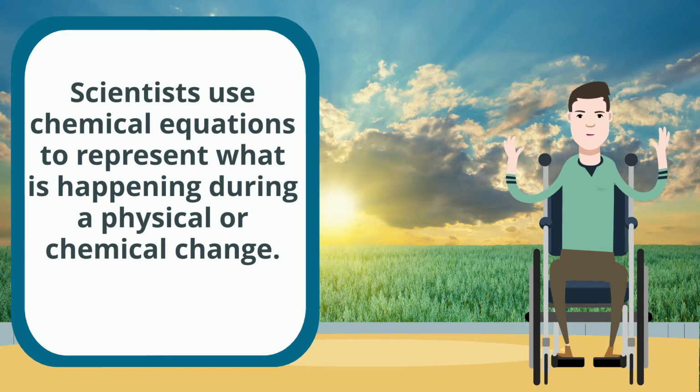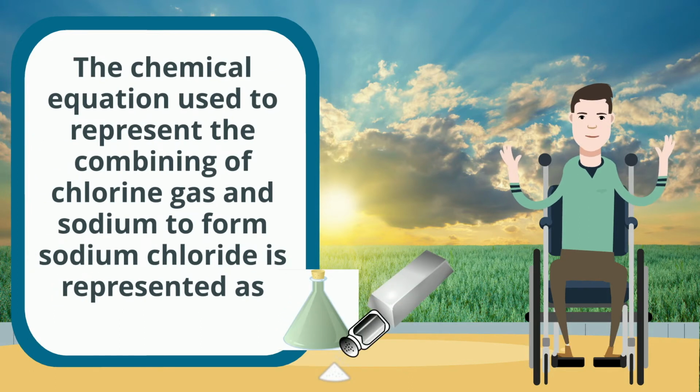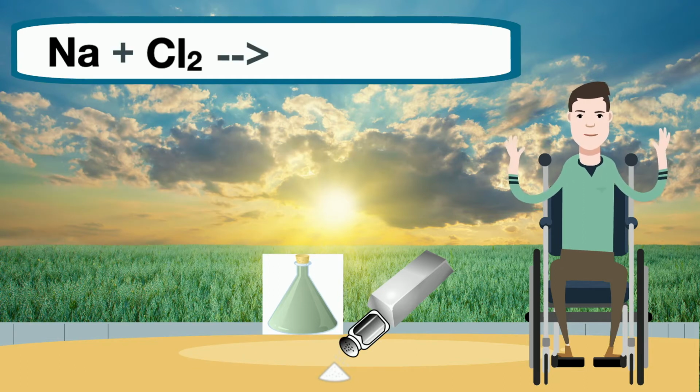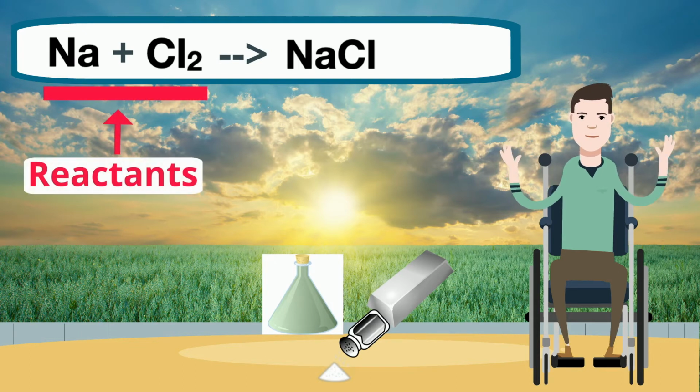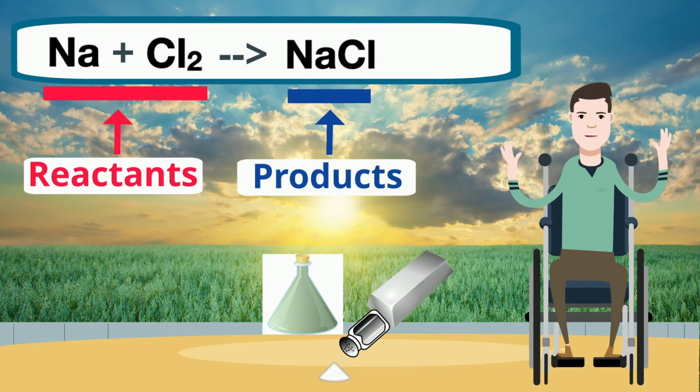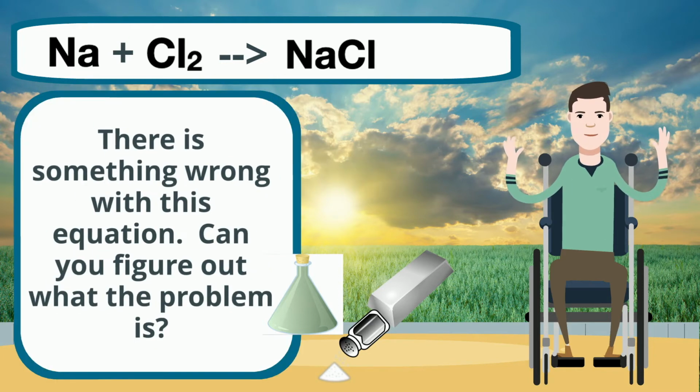Scientists use chemical equations to represent what is happening during a physical or chemical change. The chemical equation used to represent the combining of chlorine gas and sodium to form sodium chloride is represented as Na plus Cl2 yields NaCl, where the reactants are on the left and the products are on the right. There's something wrong with this equation. Can you figure out what the problem is?